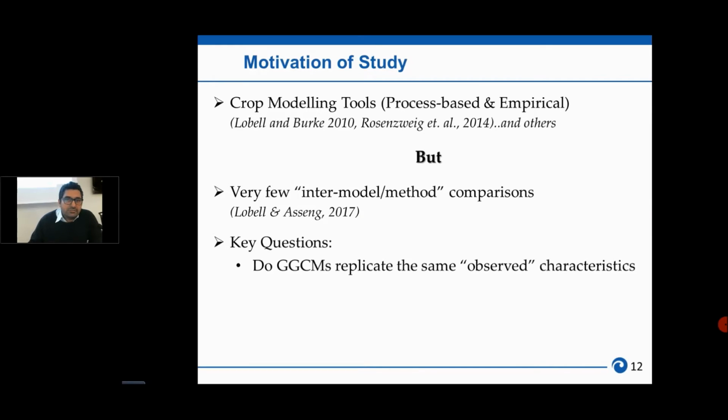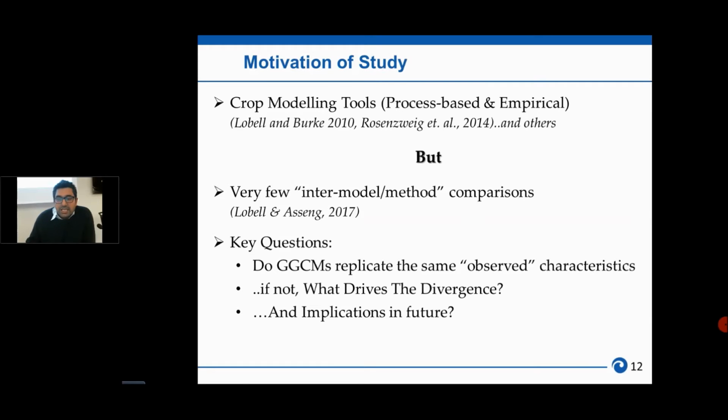The few quick key questions that we ask over here are: are these global gridded crop models able to replicate the observed characteristics of the crop yields? And if not, what actually drives this divergence in the results? And what can this divergence in the results mean for the future? What are the implications under future climate change?